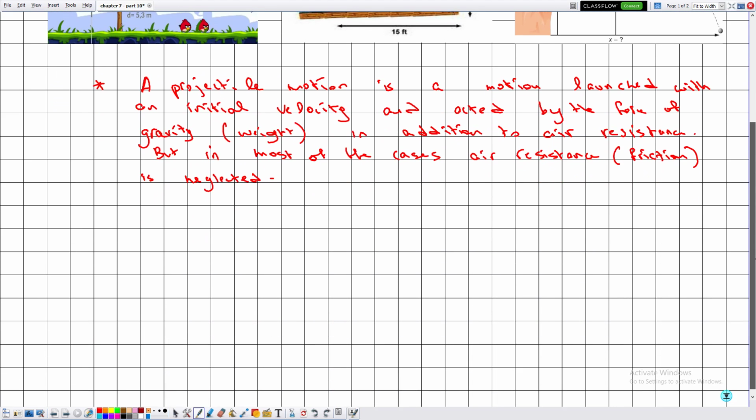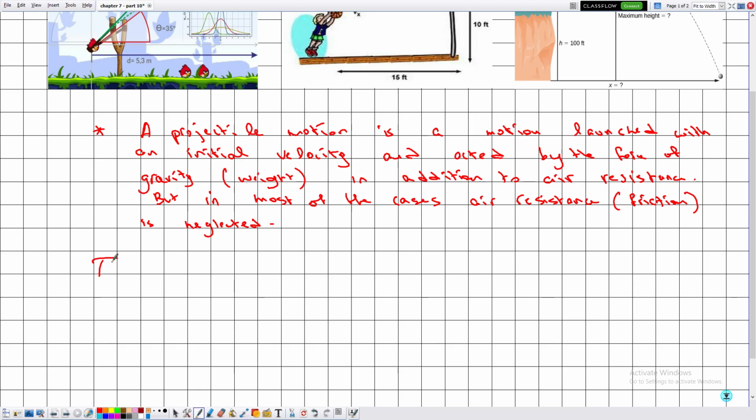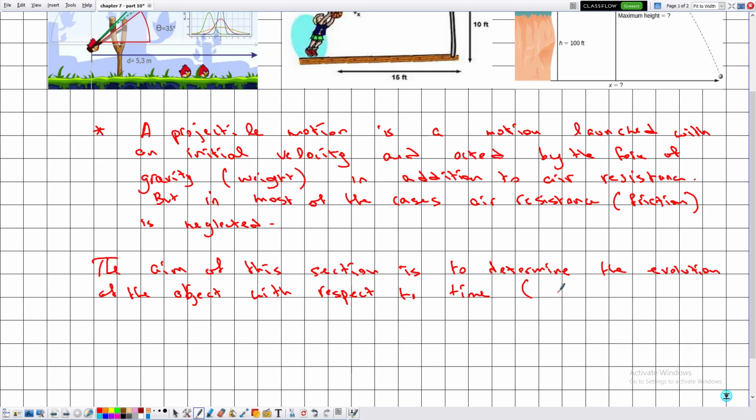Now, what's the aim of this section? It is to determine the evolution of the system. Here the system is considered to be the ball or the object, the evolution of the object with respect to time, simply the time equations.